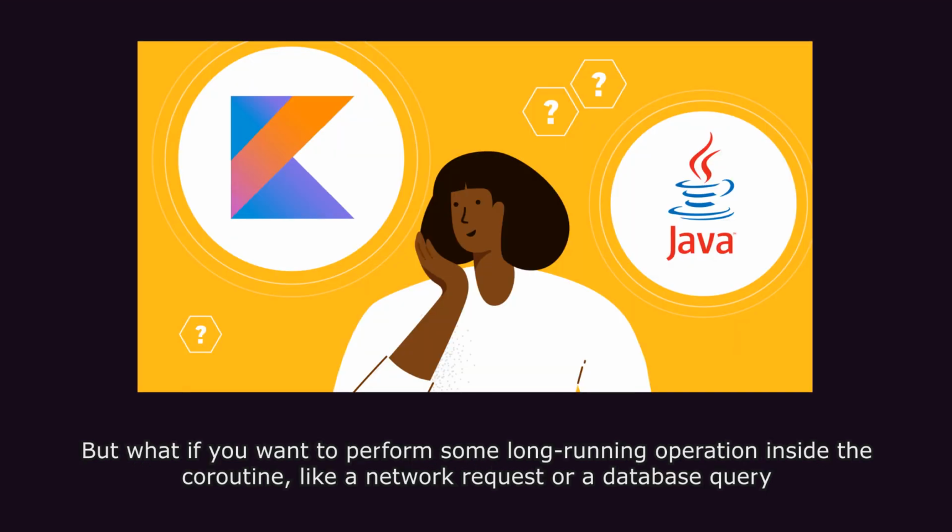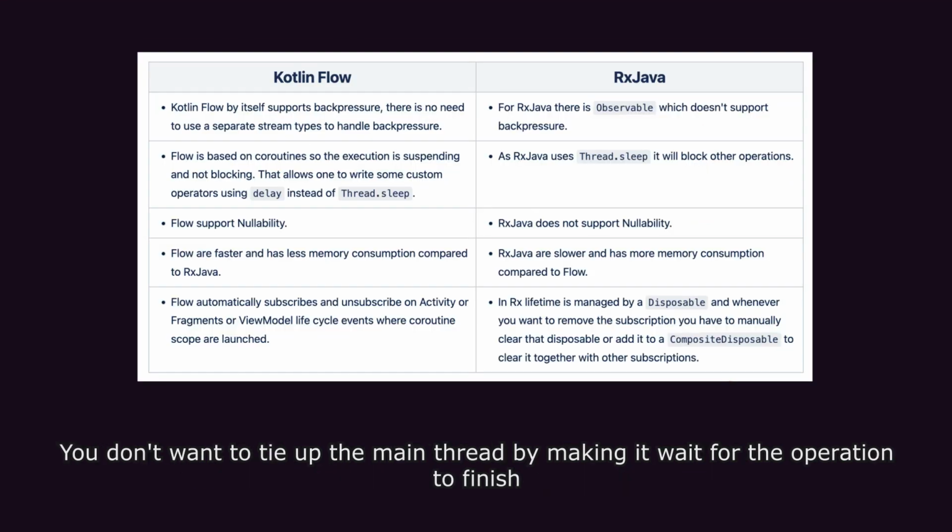But what if you want to perform some long-running operation inside the coroutine, like a network request or a database query? You don't want to tie up the main thread by making it wait for the operation to finish. That's where suspending functions come in. A suspending function is a function that can be paused and resumed later without blocking the thread.